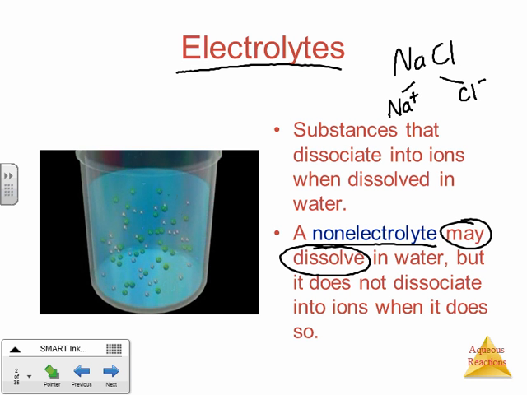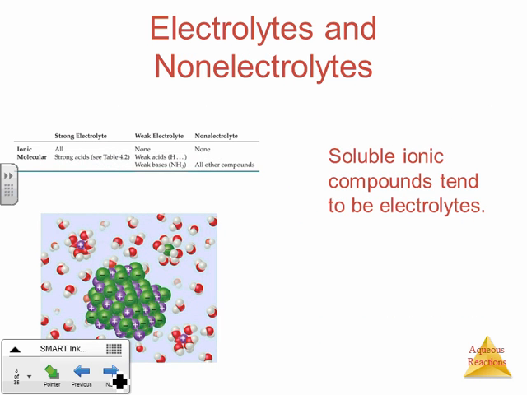It doesn't really conduct electric current when you put it into a solution because it's not splitting apart into its ions. So you've got a sugar molecule like C6H12O6. You put that into water, it's still C6H12O6. It doesn't split apart into ions like sodium chloride does. But the sugar still does dissolve in the water, okay? So something can dissolve even if it doesn't dissociate. You need to know the difference between those two words. Okay, so soluble ionic compounds tend to be electrolytes, and a lot of ionic compounds are soluble, some are not, okay? So we got to talk about that in a minute.